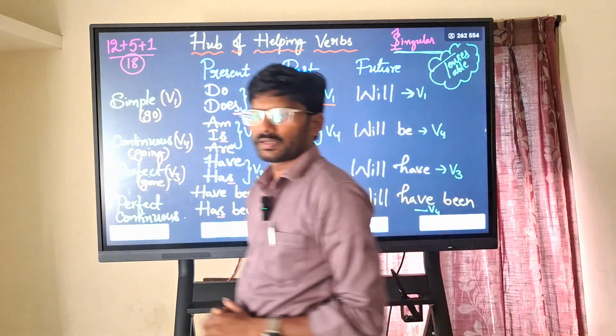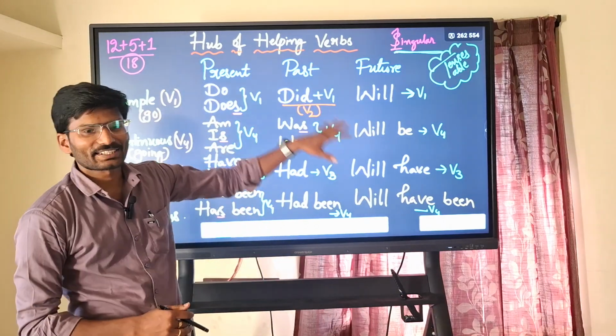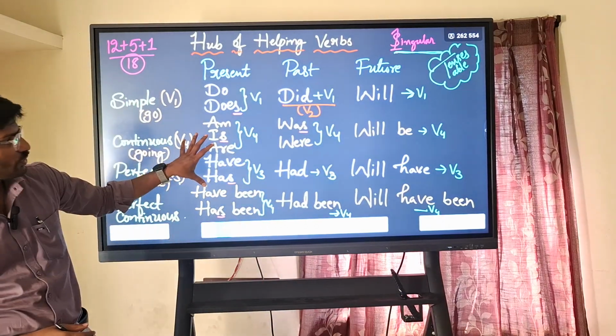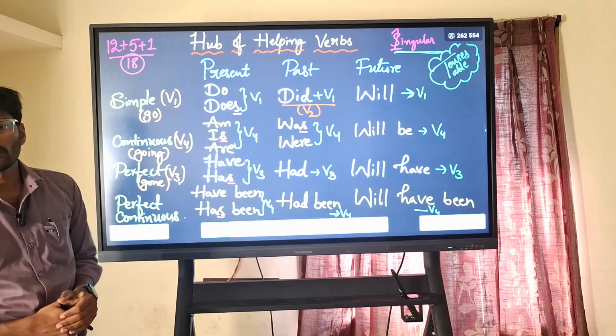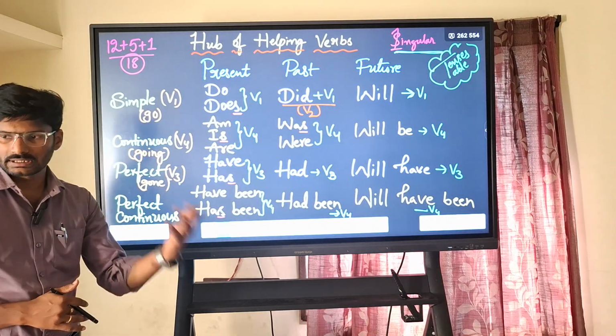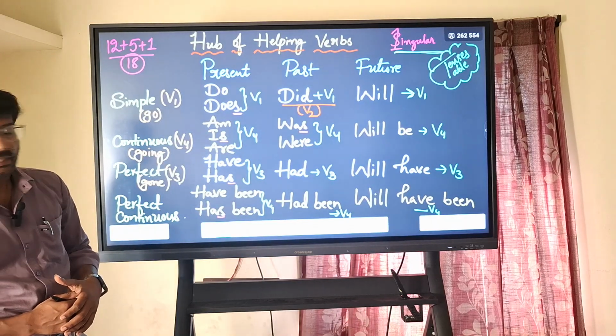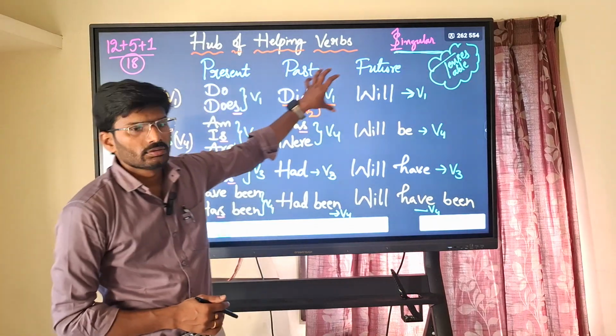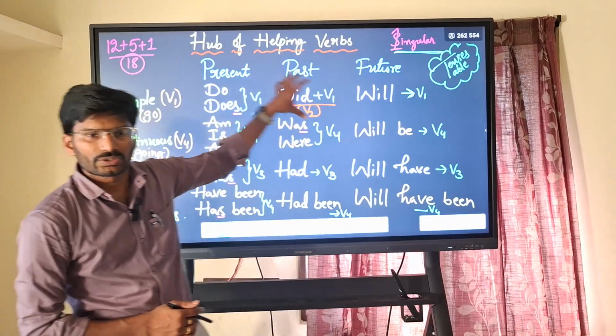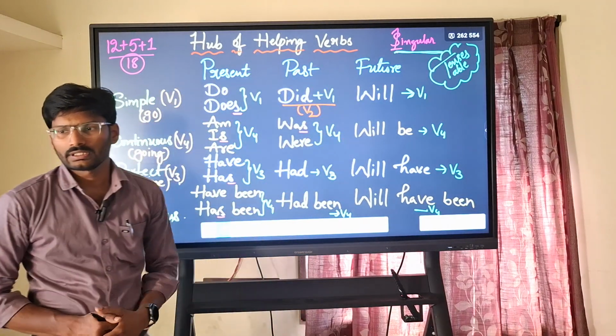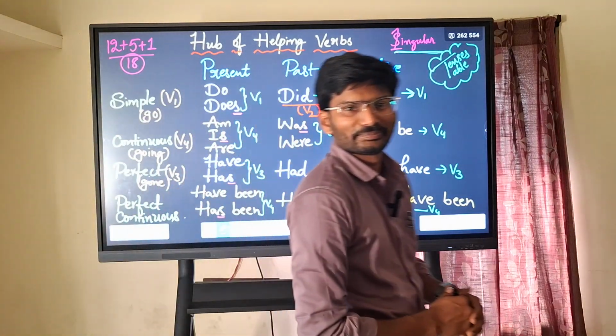So that's all about the hub of helping verbs and the tenses table. So don't get tensed. Use this simple table to frame and write questions, statements, and sentences. In our next class, let us learn when we use do and when we use did. That means tenses. We are going to learn tenses. That's all. Thank you.